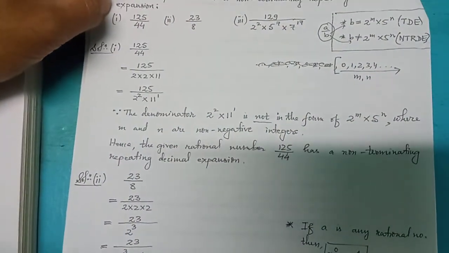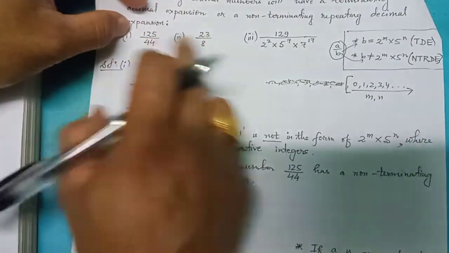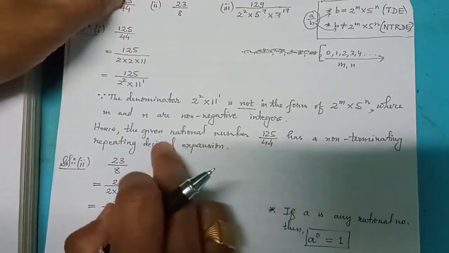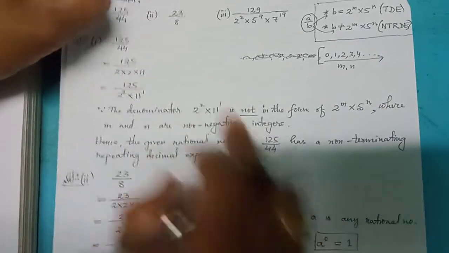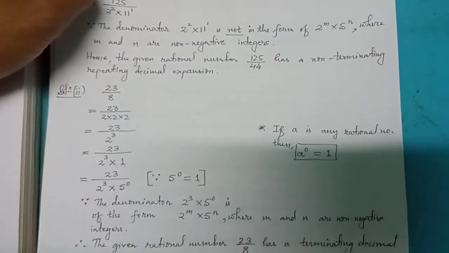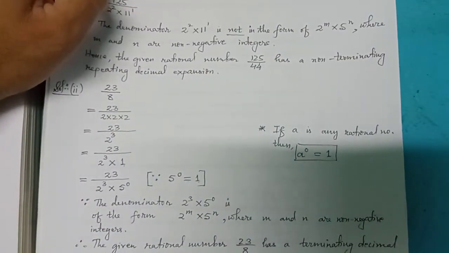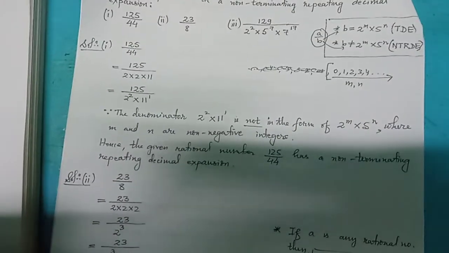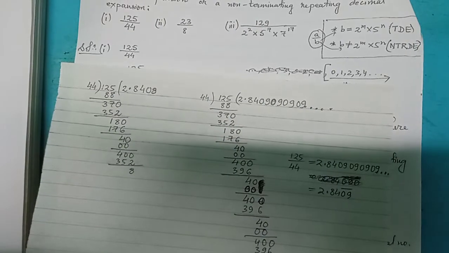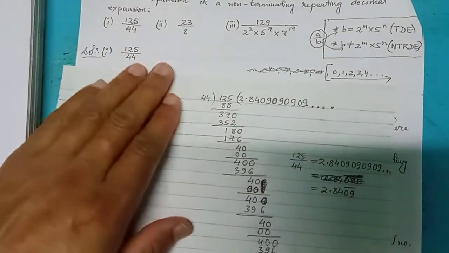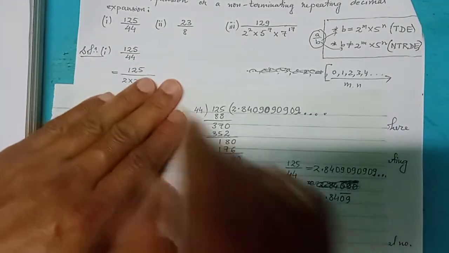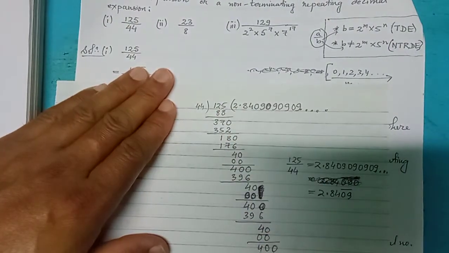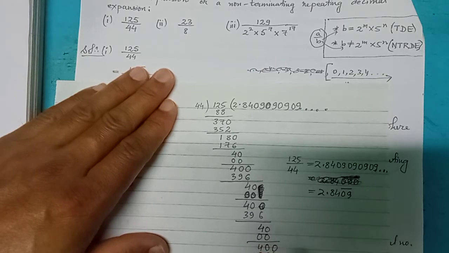Suppose I divide 125 by 44, we will still get non-terminating and repeating, and if I divide 23 by 8, we'll get terminating. Okay, so to see this, let me divide and show you the answer. So students, I've done the division here. You can see 125 divided by 44. See, it's a long division. This time I've done it, just to check my answer.